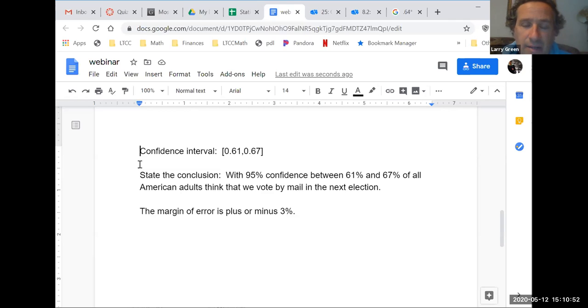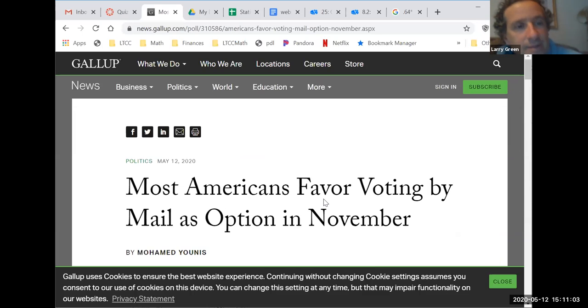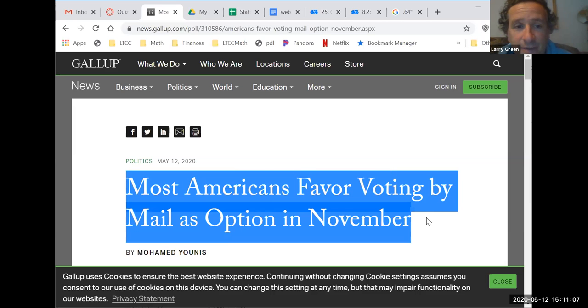Any questions on that? So by the way, do you think it's appropriate to say this in the article, most Americans favor voting by mail as option in November? What do you think? Is it now appropriate to say that?